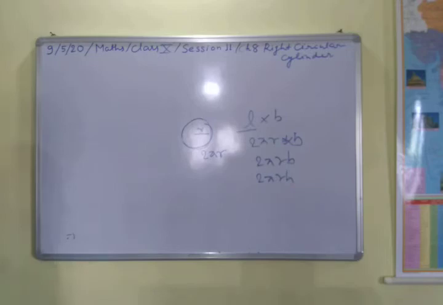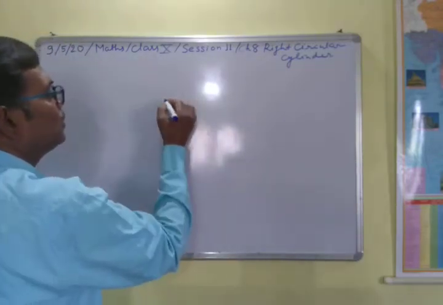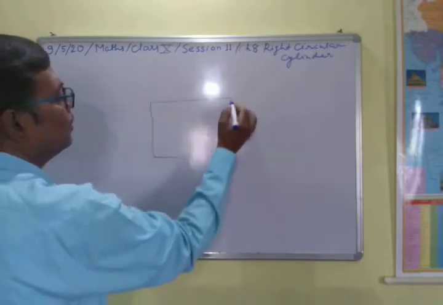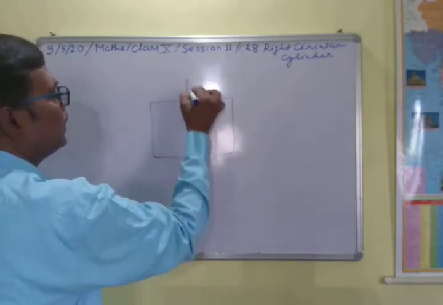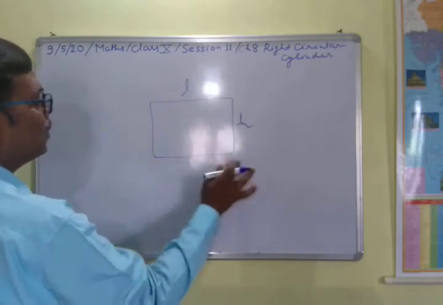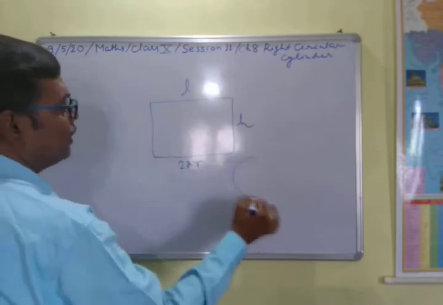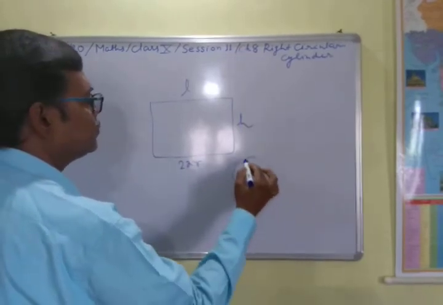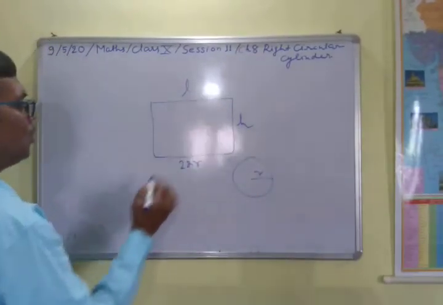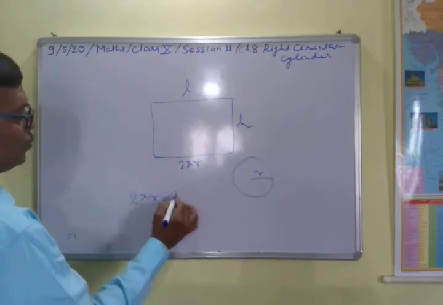In this way we get the curved surface area. Again I will explain: if you take the sheet of paper, and this is the length and this is the width, then if you fold it, this folded part will be 2 pi r, if the radius of that circle is r. Then the area of this paper will be 2 pi r into h.